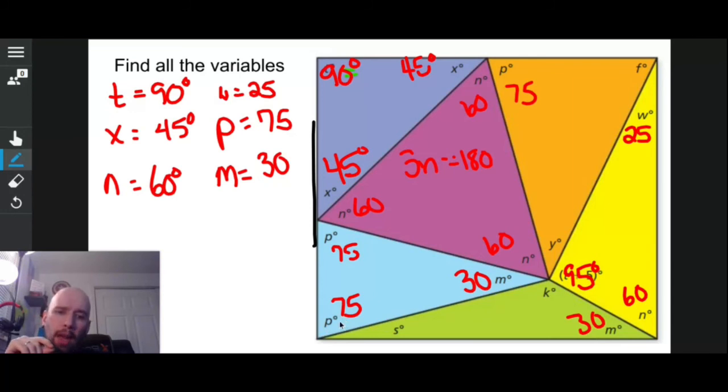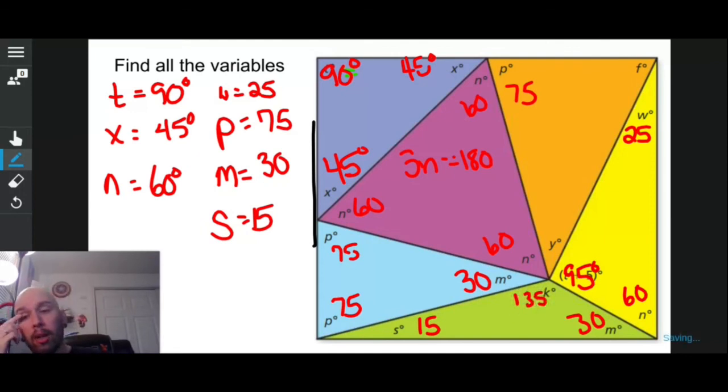Okay. If N is 45, S is going to be the missing chunk of a right angle. So S is going to be 90 minus 75 is 15. So S is 15. If S is 15 and M is 30, that's 45 degrees between these two angles. K is the remaining triangle, so 180 minus 45 is 135. So that's K.